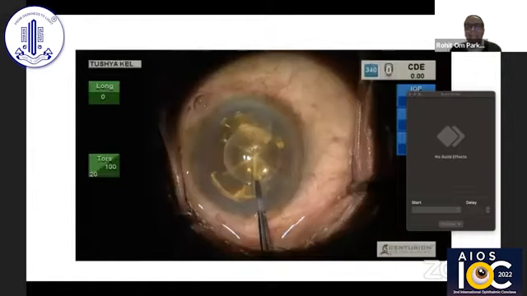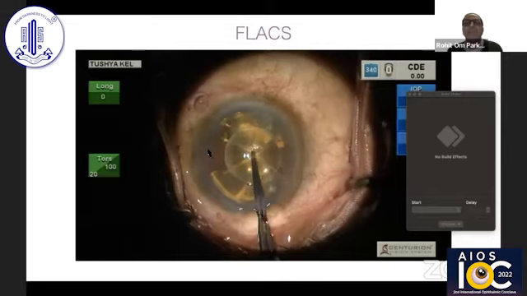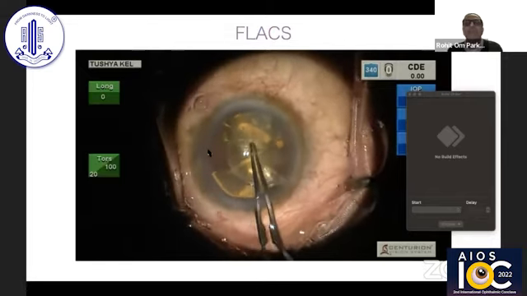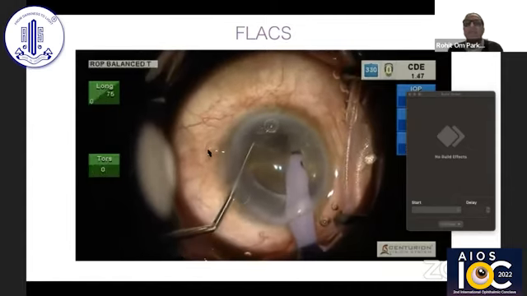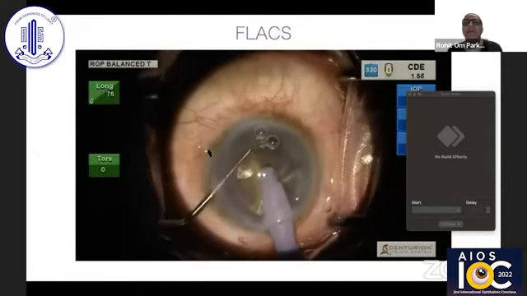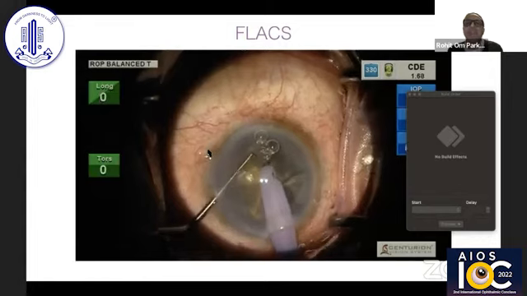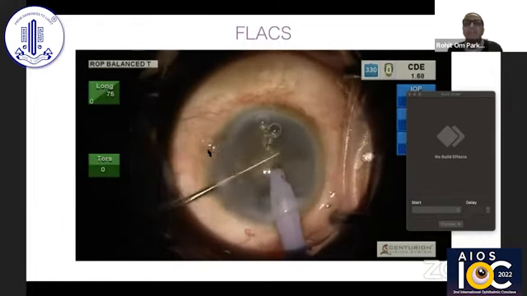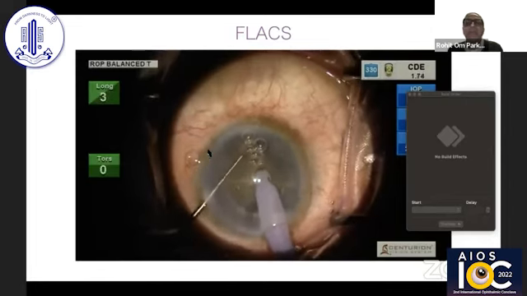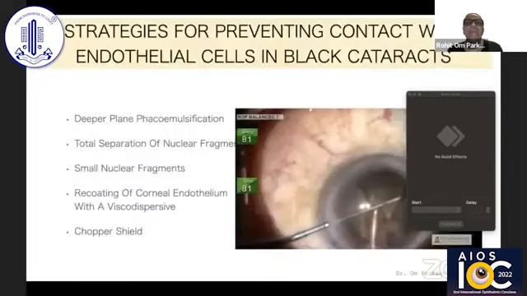Next is black cataracts with flax. You will see in this, what is happening is capsulorhexis has already been done, so it's being taken out. With the softening and partial fragmentation, it becomes very easy to use flax and create definite separated nuclear fragments. So next is strategies: how do we have pristine clear corneas?